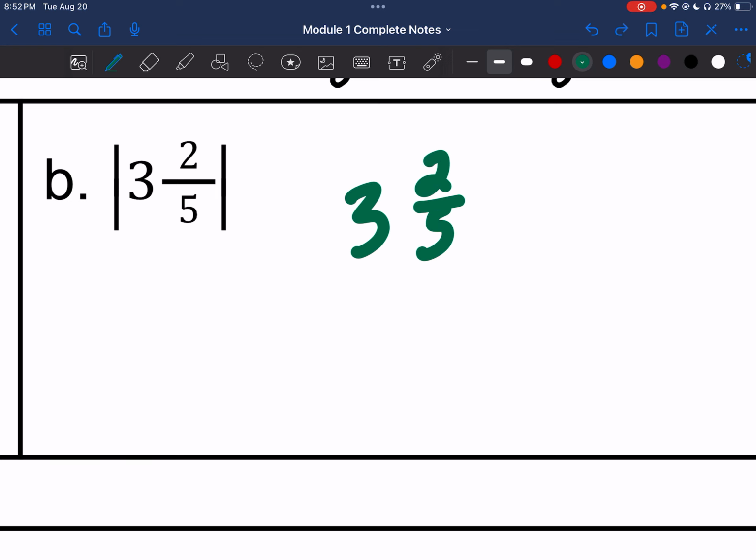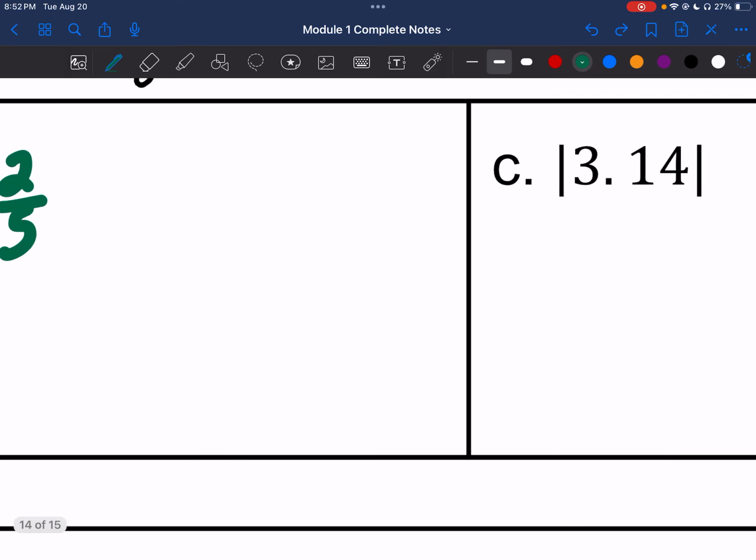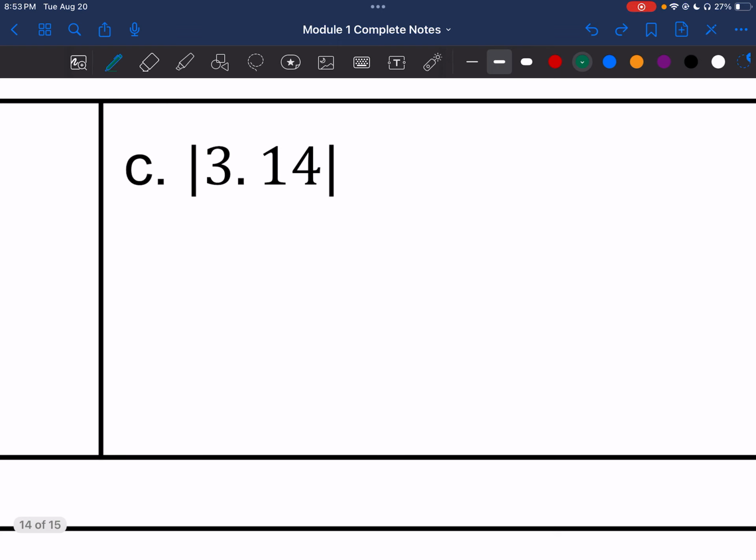If you really wanted to be fancy and make it a decimal, you could have said 3.4. That's up to you. But remember, fractions are our friends, so we are not just going to eliminate them because we don't like them. All right, absolute value of 3.14, the decimal approximation for pi, and that is simply going to be 3.14.